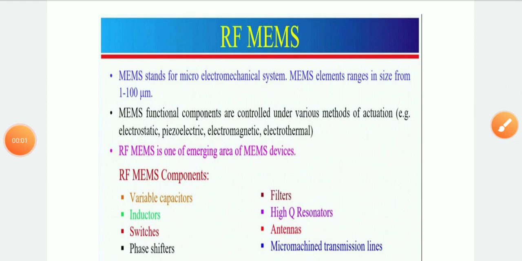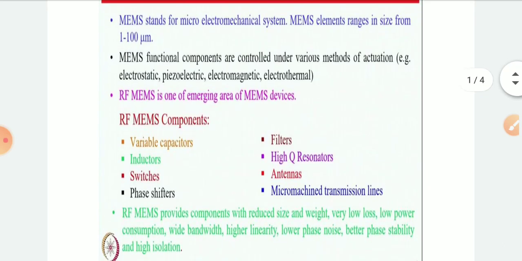Hello friends, in this video I am going to explain RF MEMS. RF MEMS stands for radio frequency micro electromechanical system. MEMS elements range in size from 1 to 100 micrometers. Generally, RF MEMS is one of the emerging areas of MEMS devices. Here I write some components of RF MEMS.